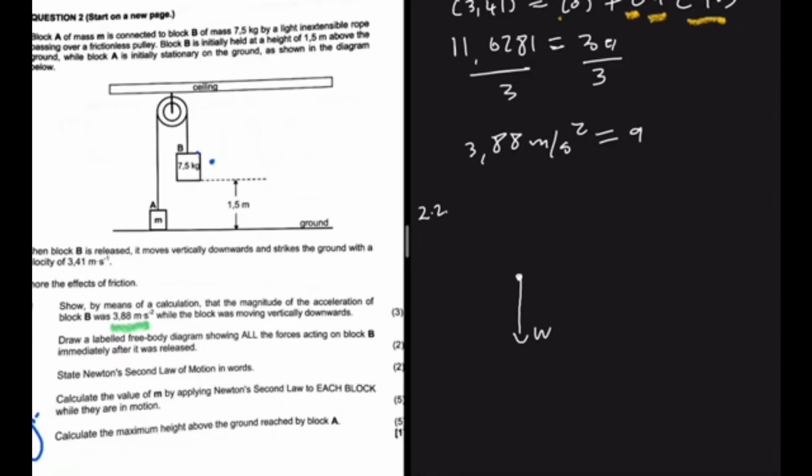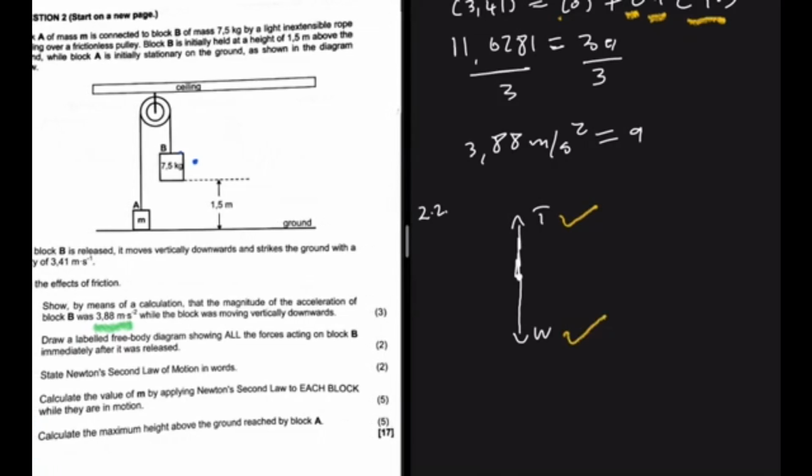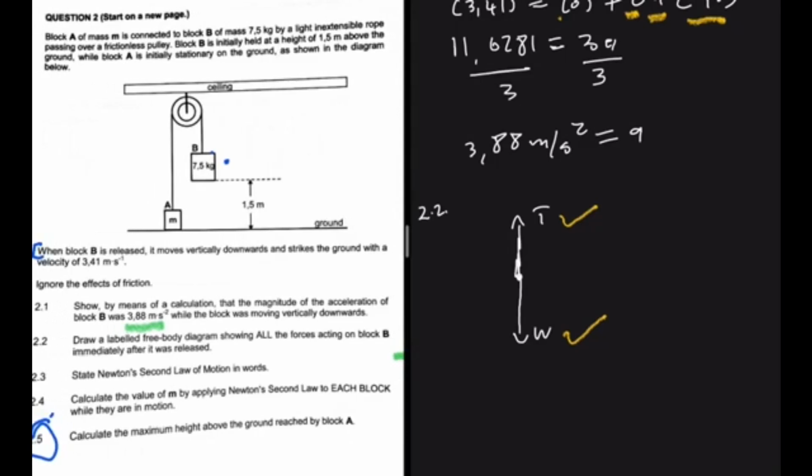It is connected to a light inextensible rope, so we're supposed to have tension force going up, right? So we have tension and weight. We have two forces acting on the object, and the question also has 2 marks, right? So we're quite confident we were able to identify all the forces. If the question was out of 3 marks and we had only 2 forces, we were most likely doing something wrong, right? You should be aware of that.